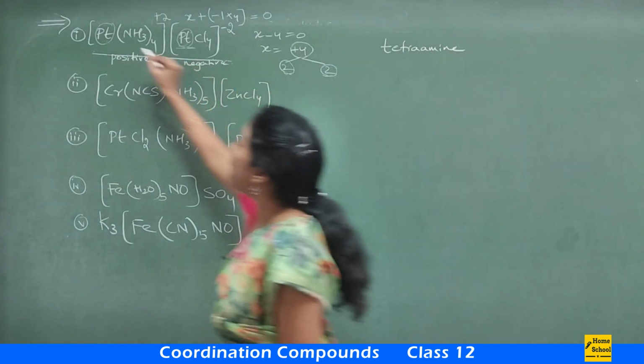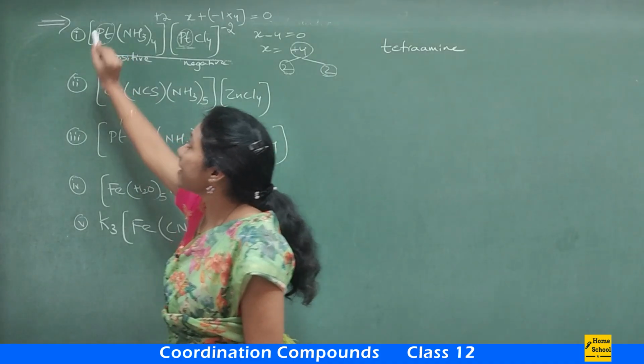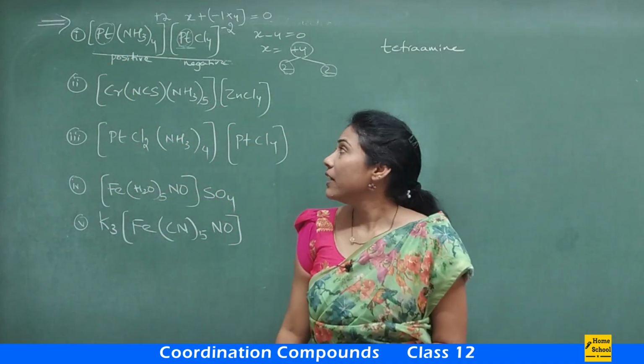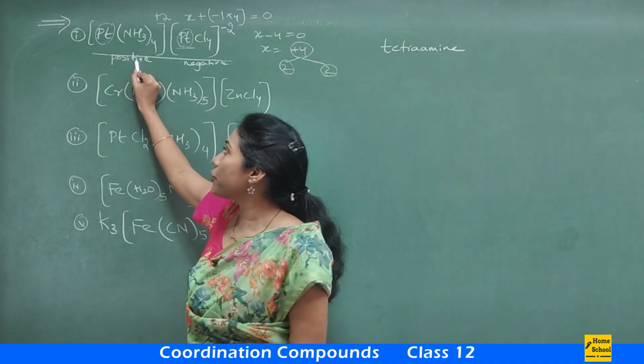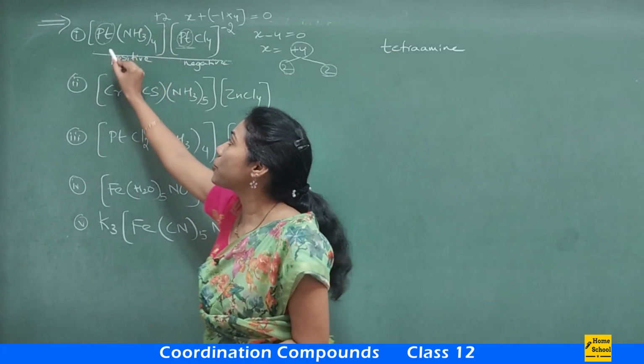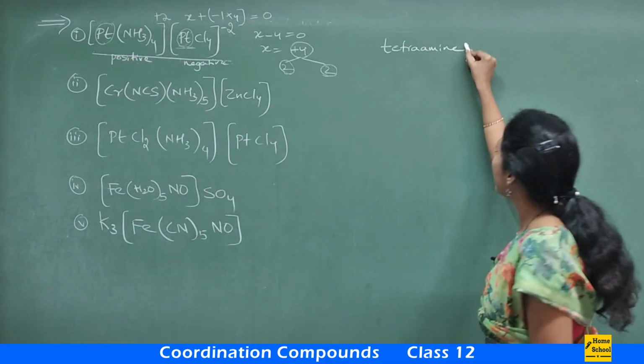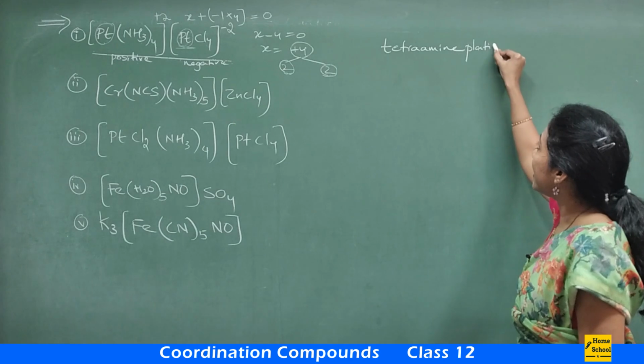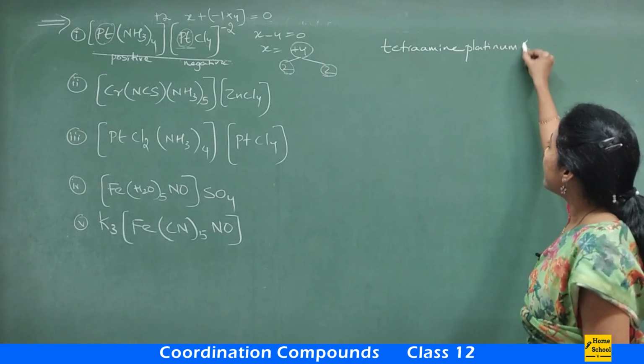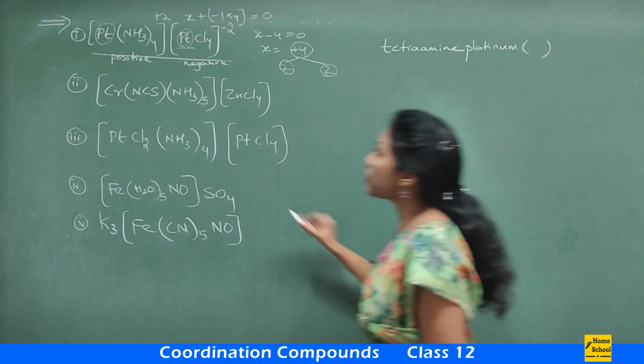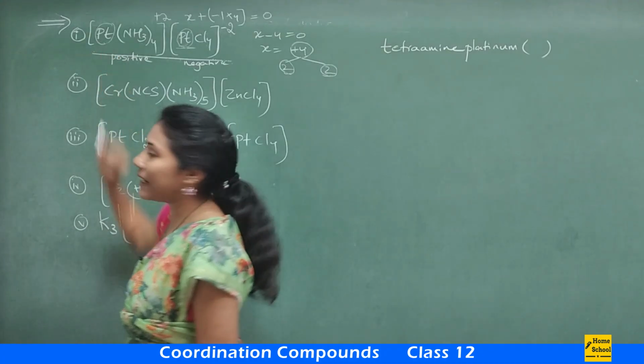Okay. And look here, next is the name of the central atom. The central atom is in the positive sphere. This is the positive part, so its name is written as it is. So we will write platinum. Now open the brackets and mention the oxidation state of this platinum.